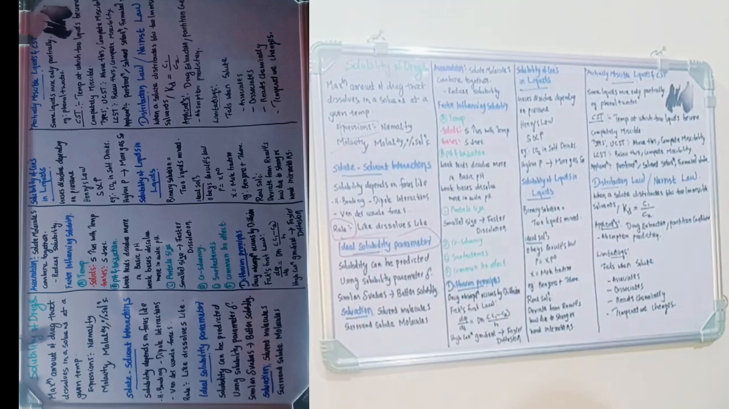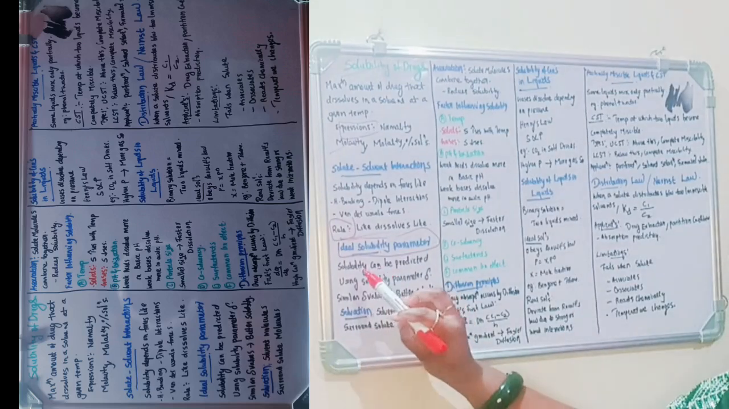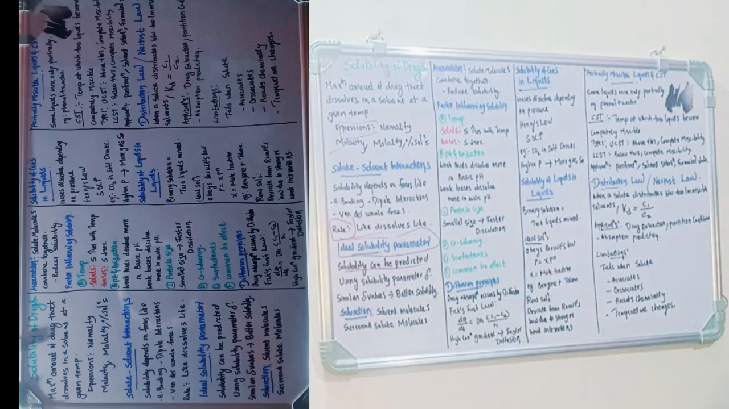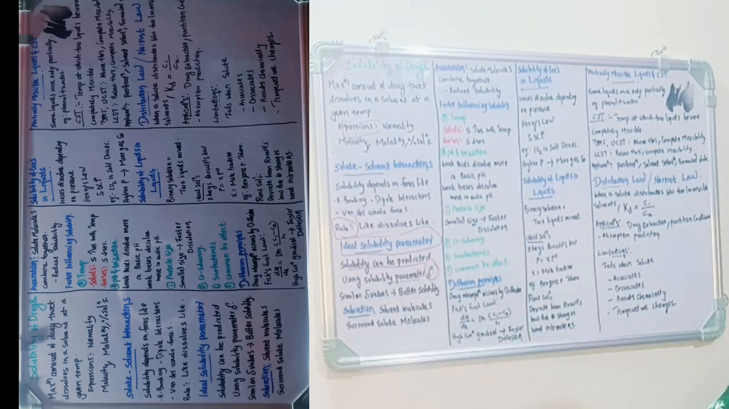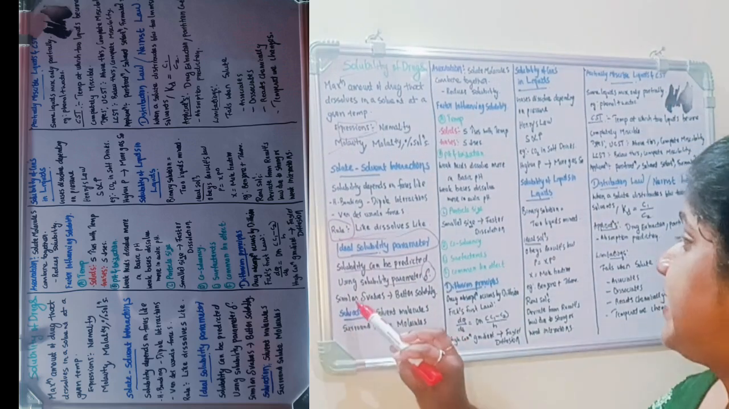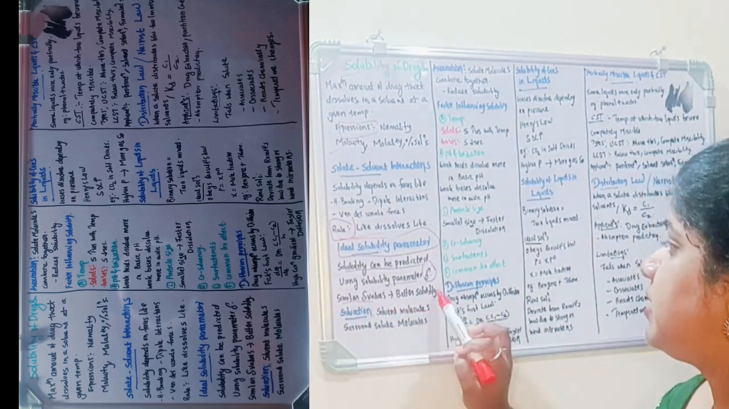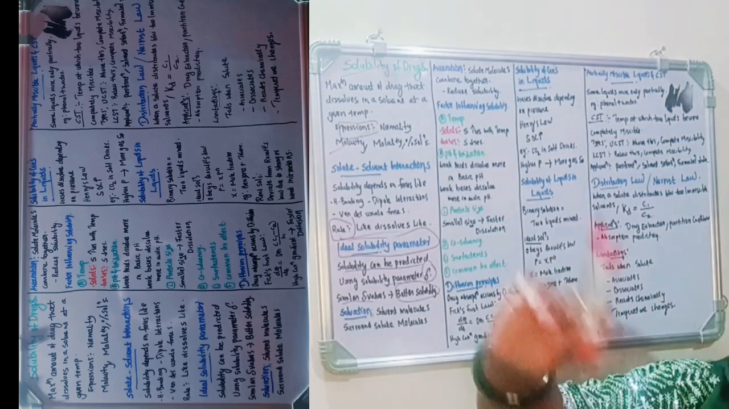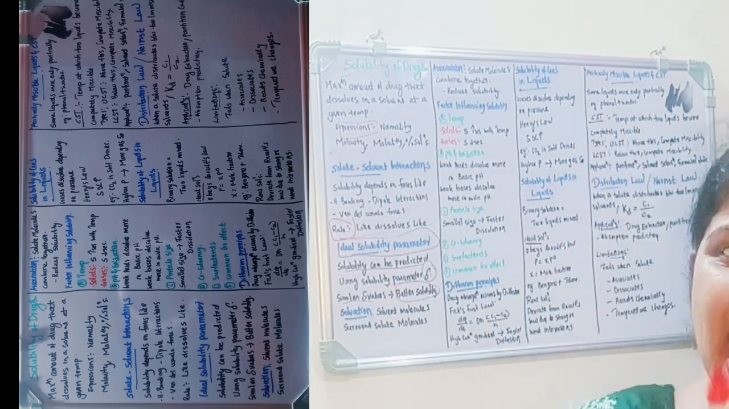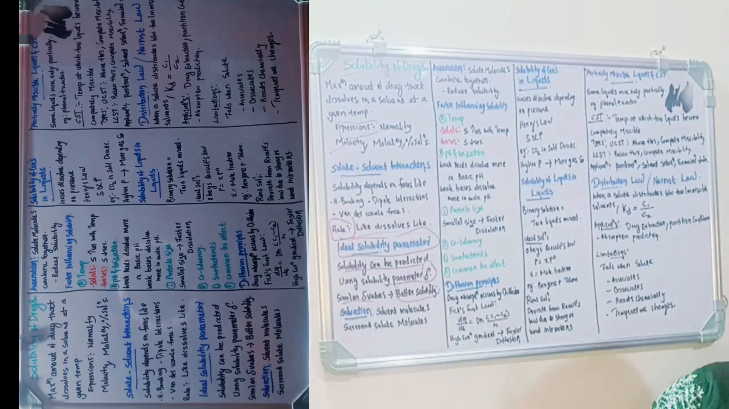Then comes the ideal solubility parameter. Solubility can be predicted using the solubility parameter, which is represented by delta. Similar delta values mean we will get better solubility. There you have to remember the Hildebrand solubility parameter as well as the Hansen solubility parameter.